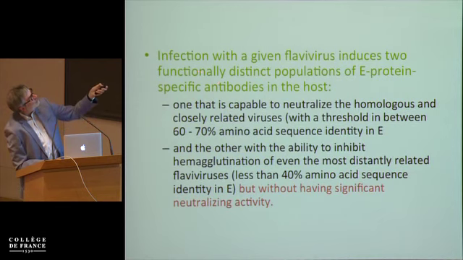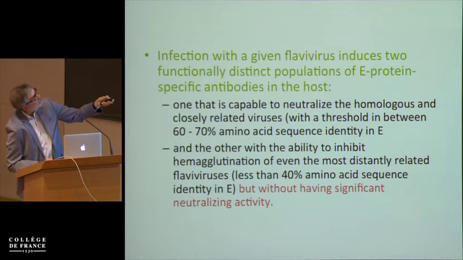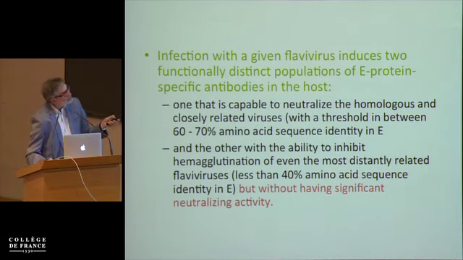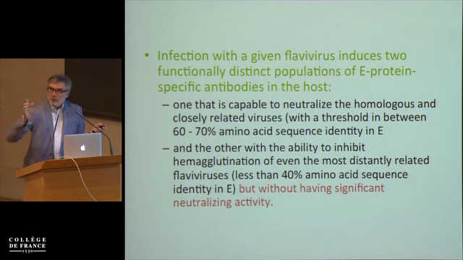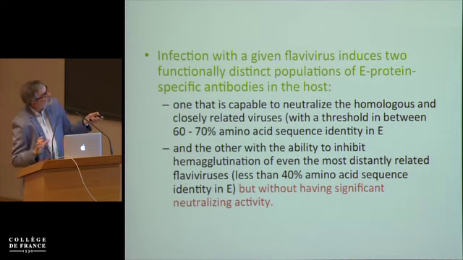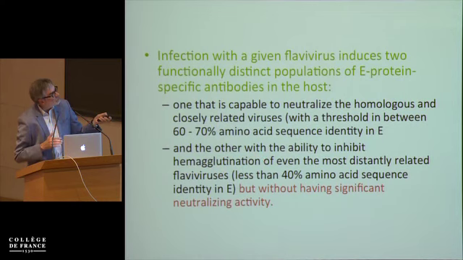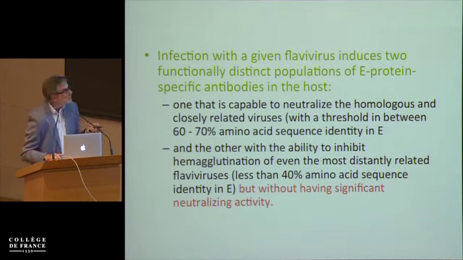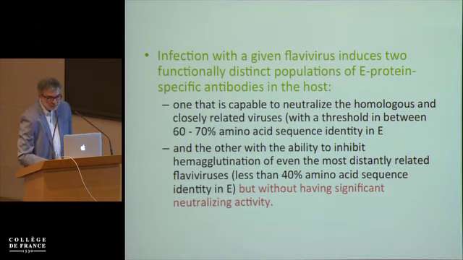So just to summarize this, I go through this because it's important for what comes. Infection by a given flavivirus induces two functionally distinct populations of E protein-specific antibodies in the host. One is strongly neutralizing, but it will only neutralize viruses that are very close to the one you were infected with. The other has the ability to inhibit hemagglutination quite broadly, across amino acid differences in the E protein of less than 40%, which covers the most distant flaviviruses known, but without significant neutralizing activity.